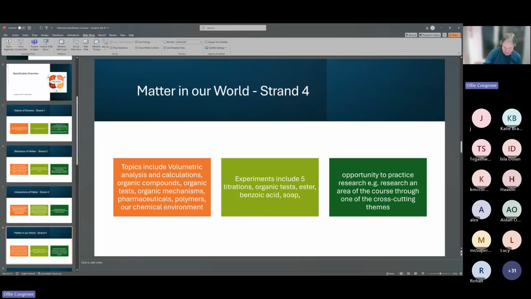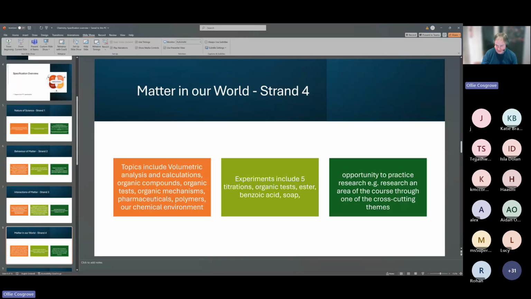There's also a good bit on organic compounds, alcohols, aldehydes, carboxylic acids, and so on. Organic tests like the Fehling's test, organic mechanisms. The good news for us is there are still only two mechanisms that we need to know: substitution and addition. So that's a little bit of good news.